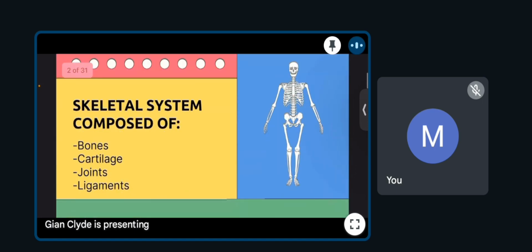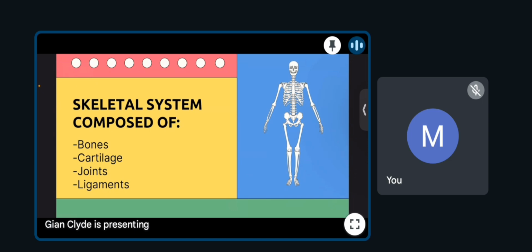Okay, so the skeletal system is composed of the bones, cartilage, joints, and the ligaments. The bone is a hard structure that forms the skeleton, offers support, protects organs, and plays the pivotal role in the skeletal system. The cartilage is a flexible tissue that cushions the joints and supports structures such as the nose and the ears. The joints are the points where two or more bones meet, allowing for movement, and the ligaments are strong bands of connective tissue that link bones to other bones.